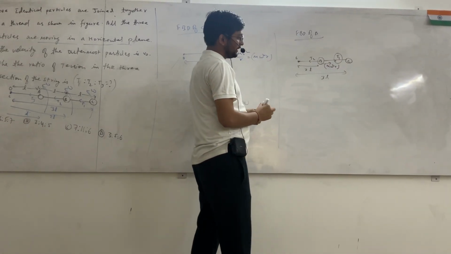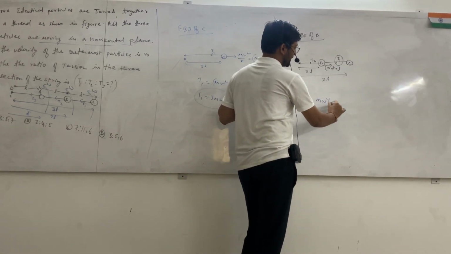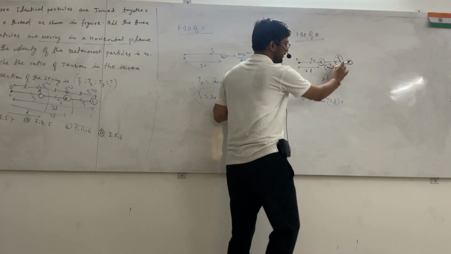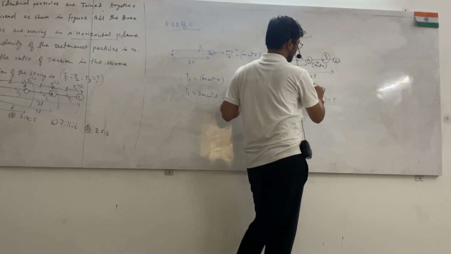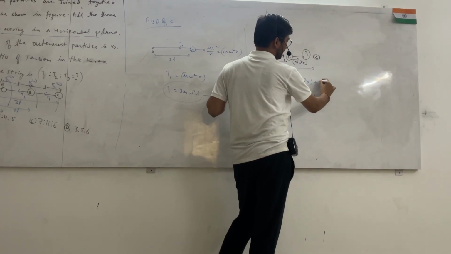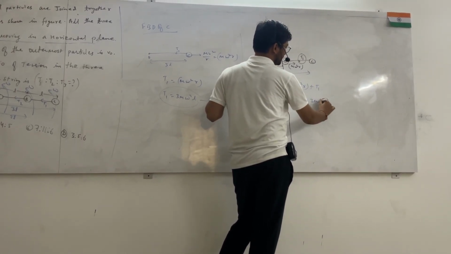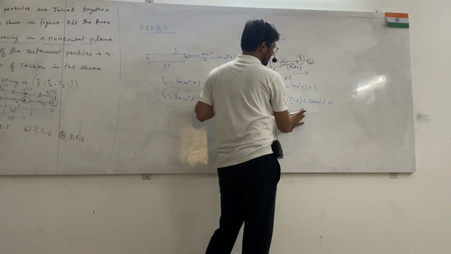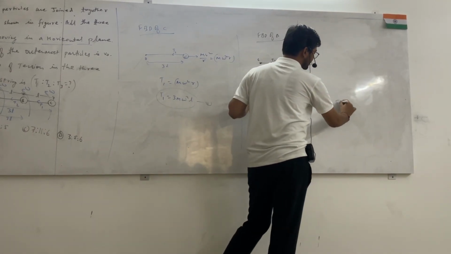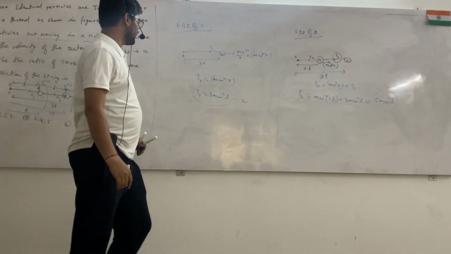So the value of T2 is equal to m omega square into 2l plus the T1 value, that is T2 is equal to m omega square r plus T1. T1 is equal to how much? T1 is equal to 3m omega square l. So the total value of this part is 5m omega square. So we got the value of T2 is 5m omega square.